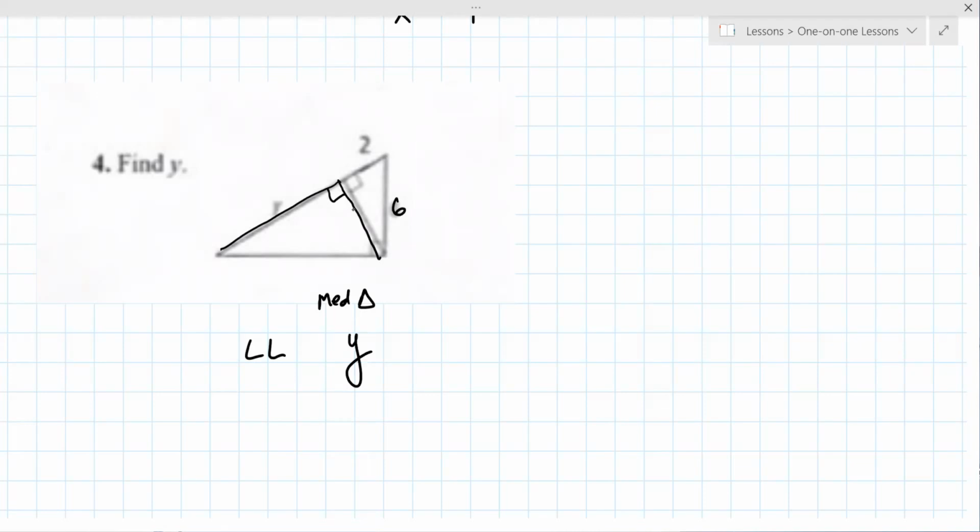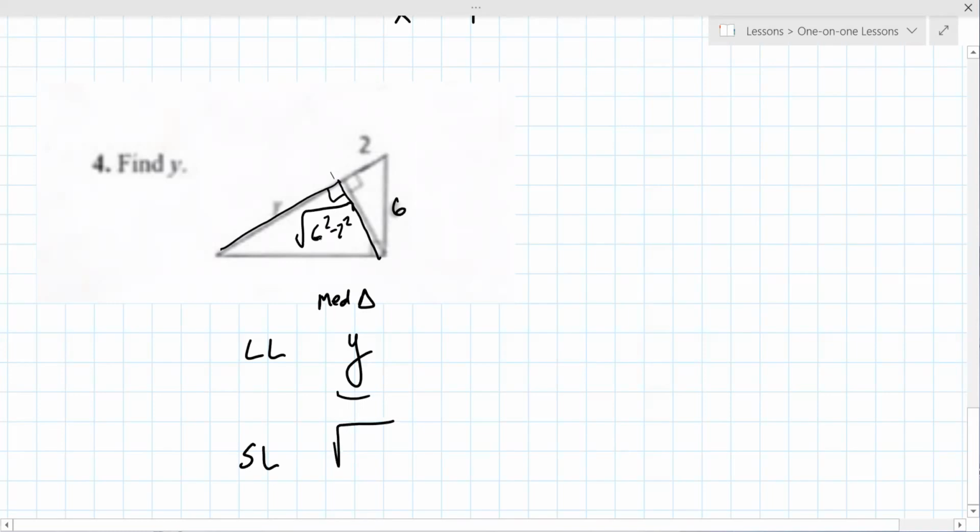All right, I'm back here. So on the medium triangle here, you have the long leg. Do we have anything else in the medium triangle? Well, kind of. You kind of have the short leg, because this side right here is the square root of 6 squared minus 2 squared. So it's the square root of 36 minus 4, which is 32.